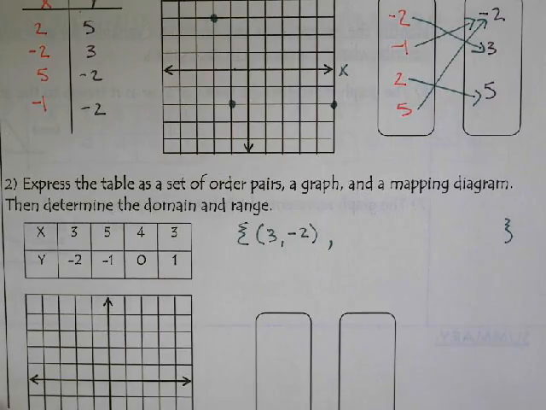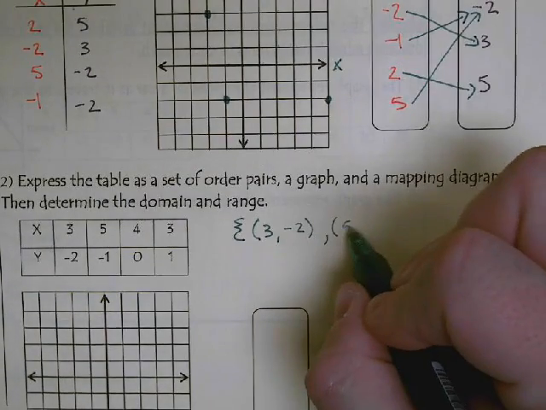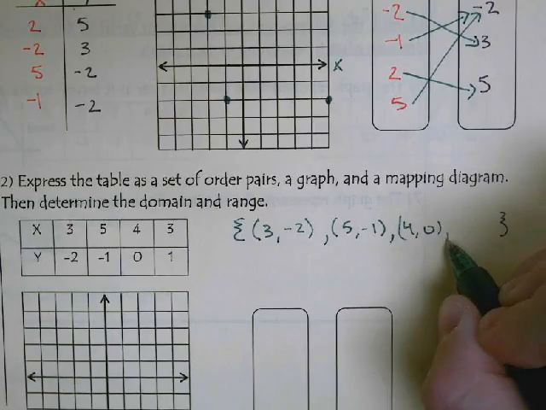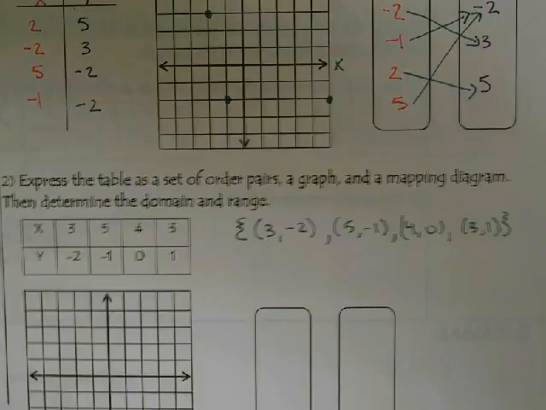Okay, so hopefully you tried that on your own. I'm going to go ahead and move through this pretty quickly. Just writing out my ordered pairs: (5, -1), (4, 0), and (3, 1). So there's my set of ordered pairs. Now we'll graph this set.